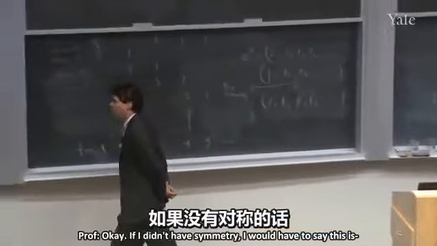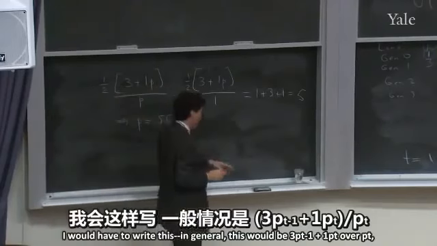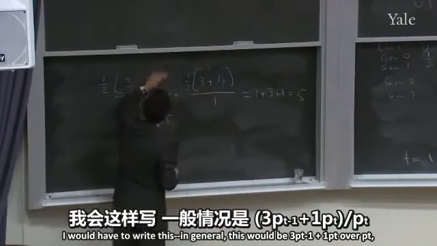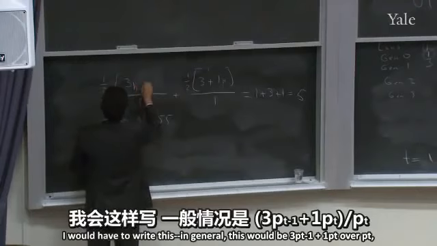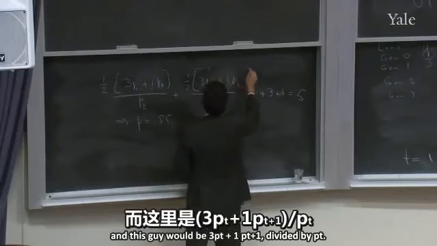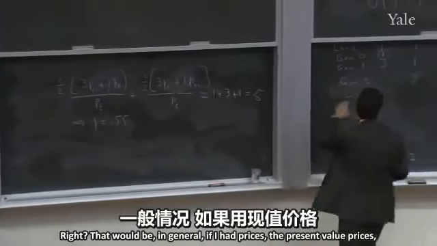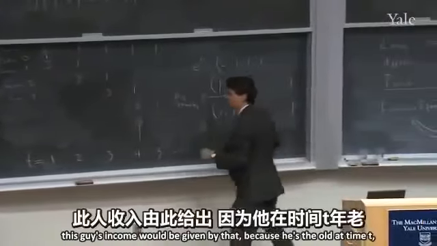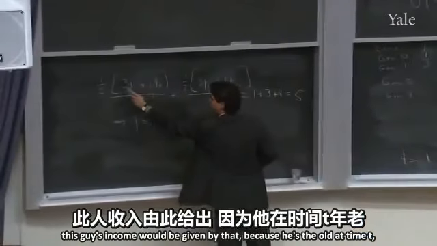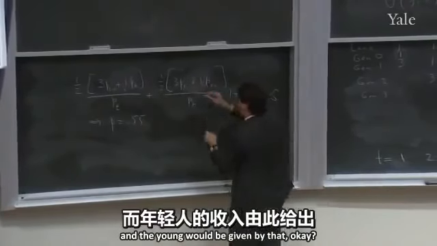Okay. If I didn't have symmetry, I would have to write this, in general, as 3 Pt minus 1 plus 1 Pt over Pt. And this guy would be 3 Pt plus 1 Pt plus 1 divided by Pt. Right? That would be, in general, if I had the present value prices, this guy's income would be given by that, because he's the old at time t, and the young would be given by that.